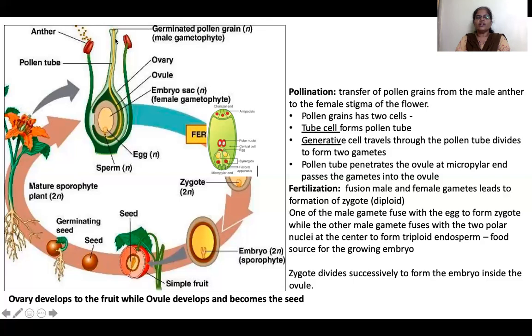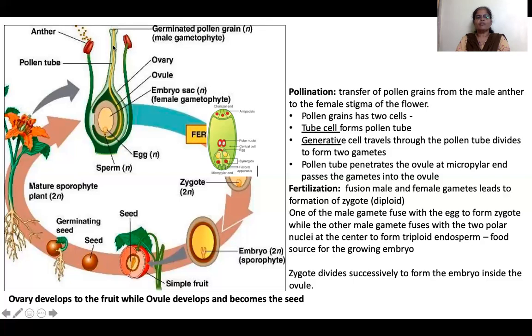This regenerative cell divides into two, meaning 2n becomes n. Two gametes will be formed of n, haploid nature. The pollen regenerative cell inside the pollen tube divides into 2, so 2 gametes will be formed.